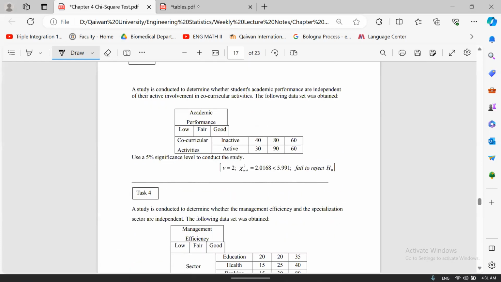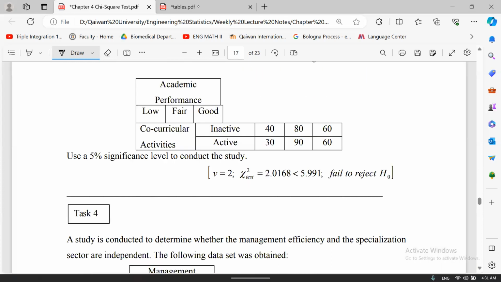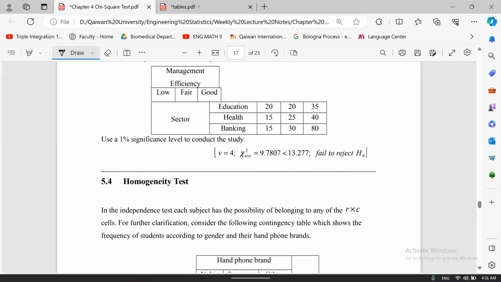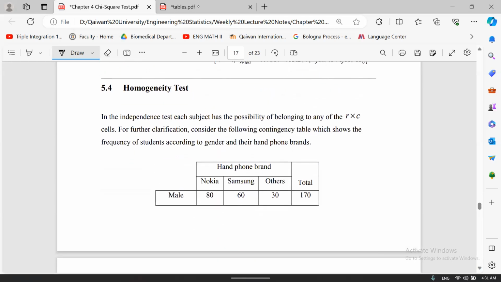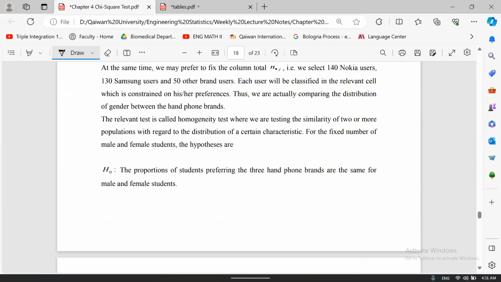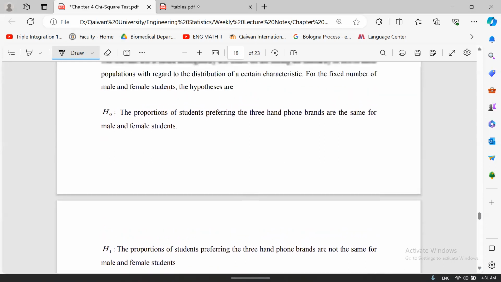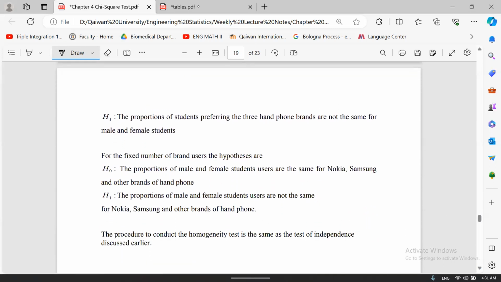Look, here we have another one: homogeneity. Homogeneity is the same as independence. It's the same as the previous one. We do the same as before.